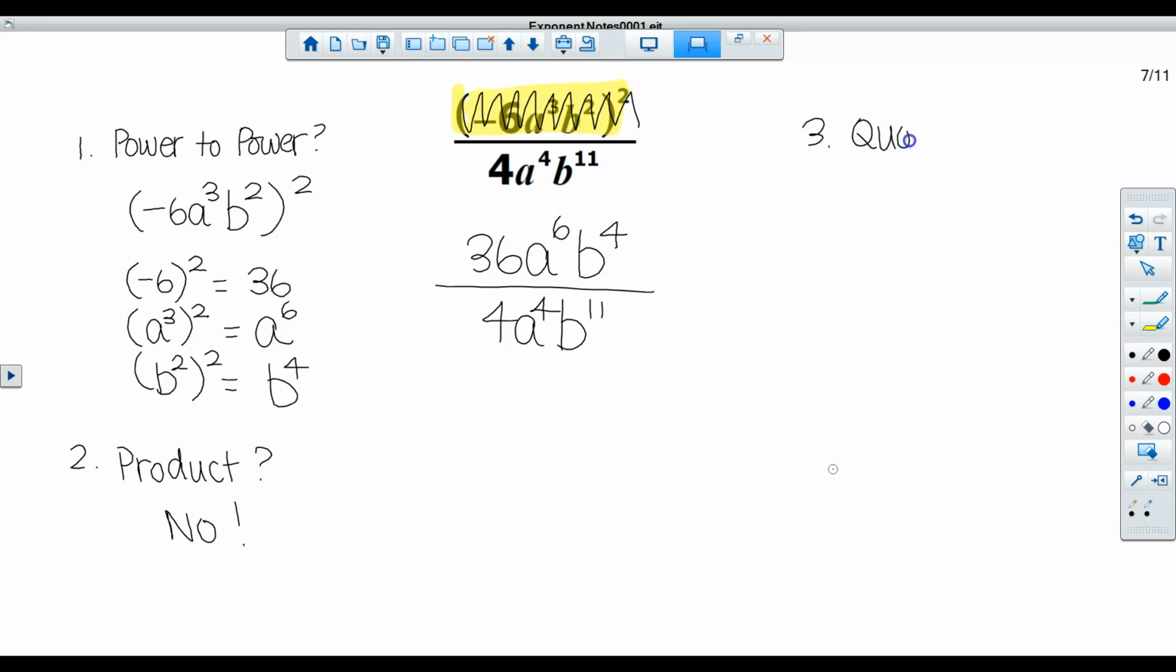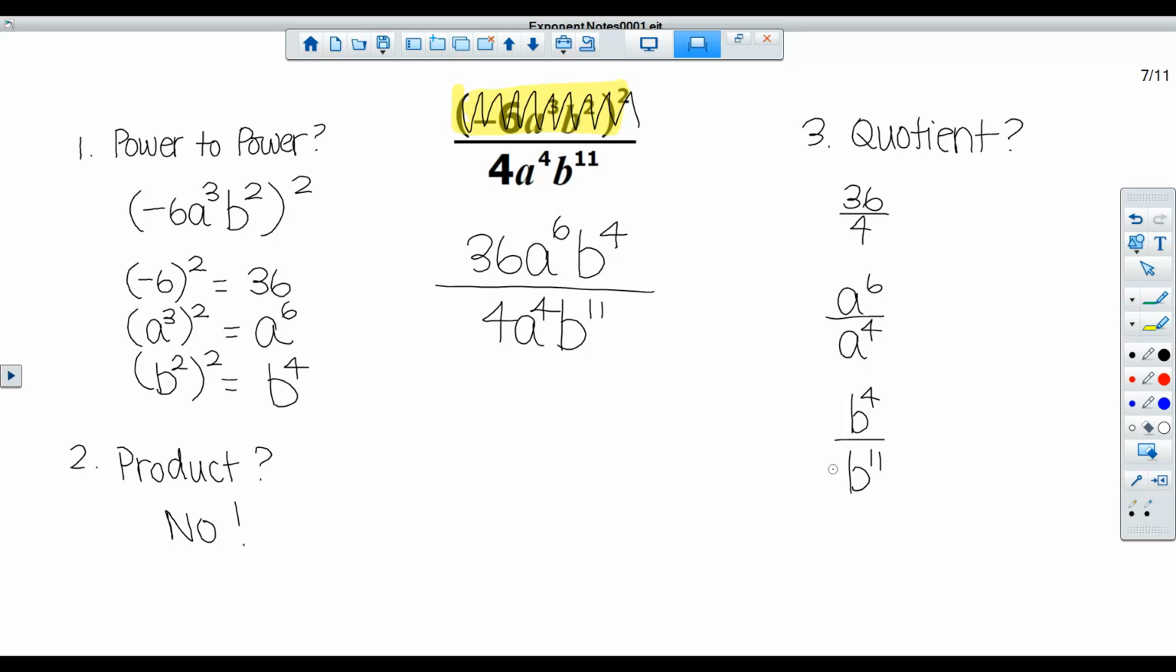Is quotient rule here? Do I see dividing going on? And the answer is yes, I do. This is a division problem. The whole thing is a division problem. So I've got coefficients of 36 over 4. I have a to the 6th over a to the 4th, and I have b to the 4th over b to the 11th.